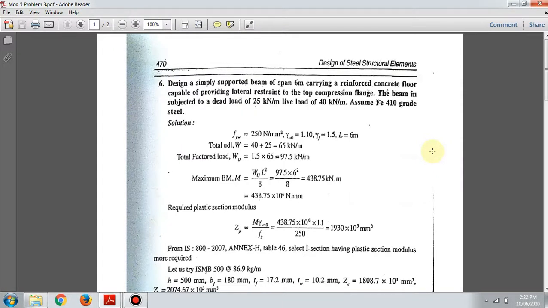Hello everyone. In this video we'll discuss a design problem on module 5, design of beams. The question is: design a simply supported beam of span 6 meters carrying a reinforced concrete floor capable of providing lateral restraint to the top compression flange. The beam is subjected to a dead load of 25 kN per meter and a live load of 40 kN per meter. Assume Fe410 grade steel.